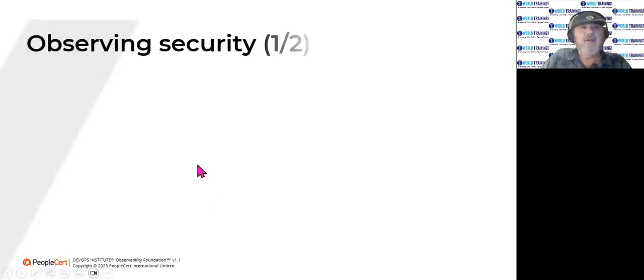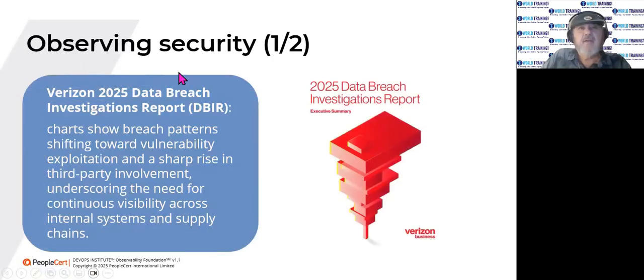Let's talk about security and observing security. This is an interesting report from the network service provider Verizon. They produce an annual report on data breach investigations, particularly targeted at networks. In this report, they talk about breach patterns shifting towards vulnerability exploitation and a sharp rise in third-party involvement, underscoring the need for continuous visibility across internal systems and supply chains. That's one of the key weaknesses in security.